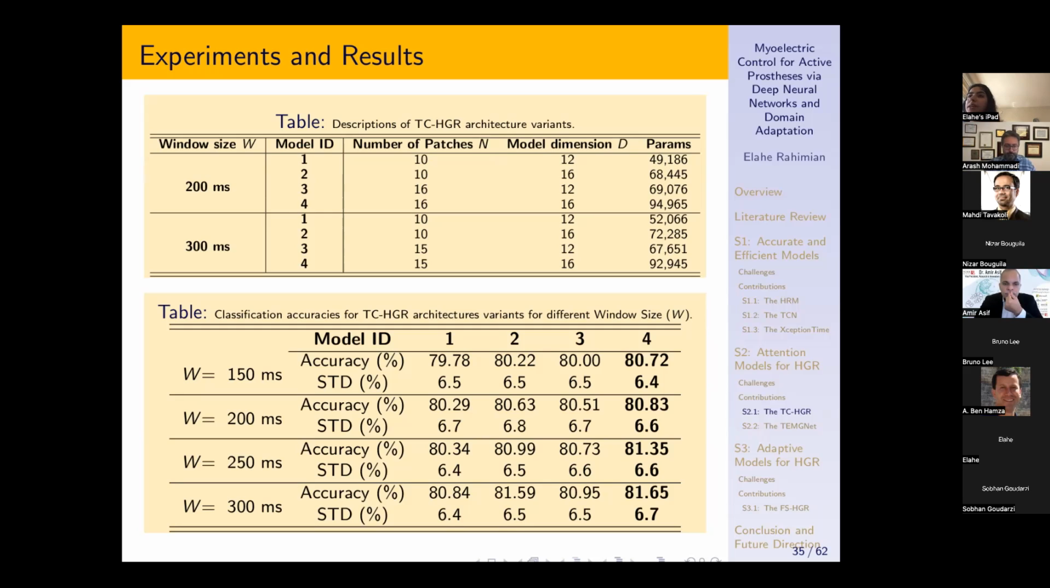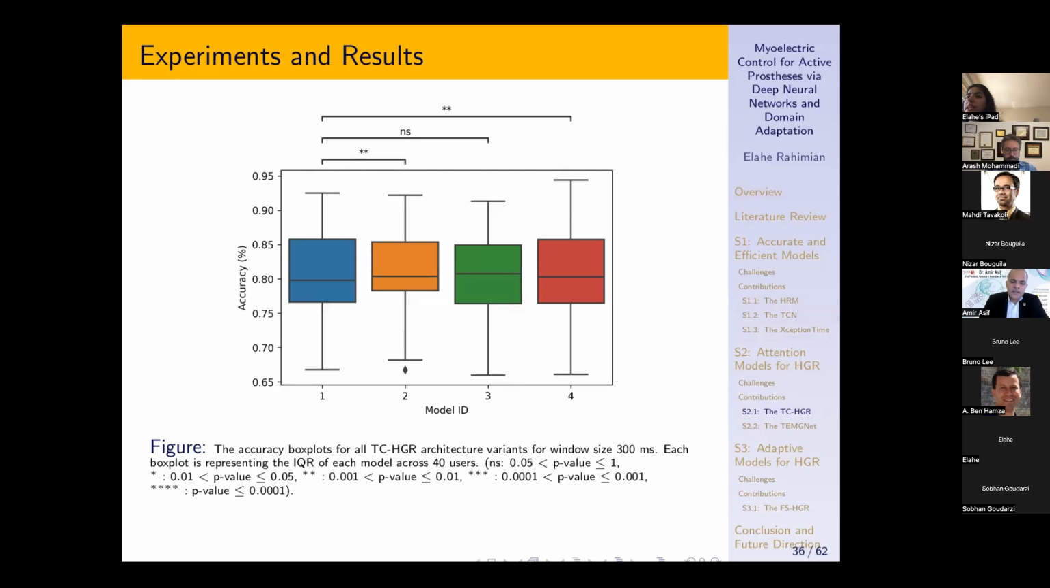So when we have a larger window size, it means that we provide more information to the network. So it is obvious that we can get better accuracy. But the thing is that when we are using a larger window size, it means that we are increasing the number of parameters.